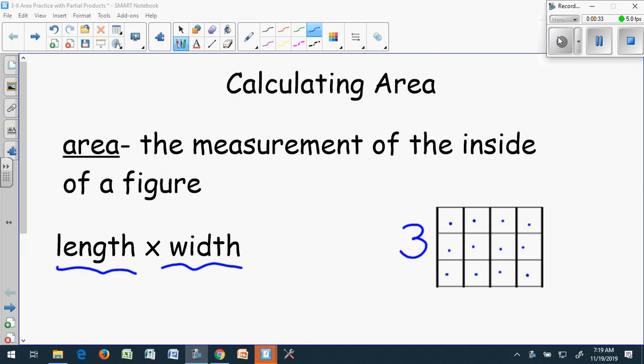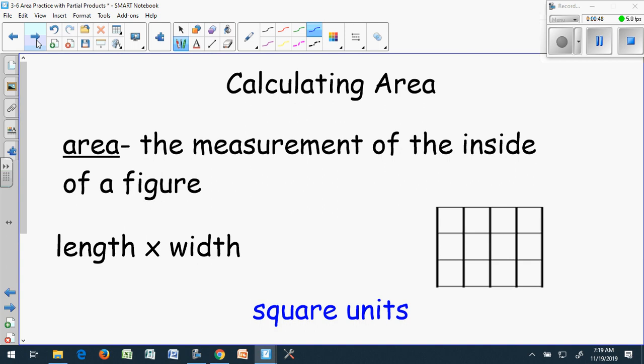So I know I have 3 boxes on this side and 4 on this side. And I know that if I have an array, I can use multiplication to solve that. And so my area is 12 square units. And area is measured in square units. And we'll look at what that looks like when we're giving our answer. Area is different from perimeter because perimeter is not in square units. And we do want to be careful with our labels.